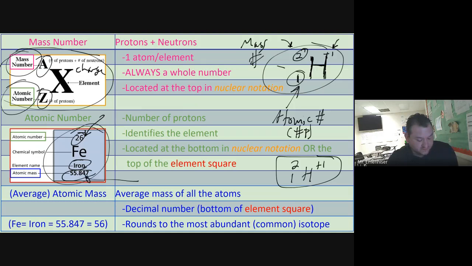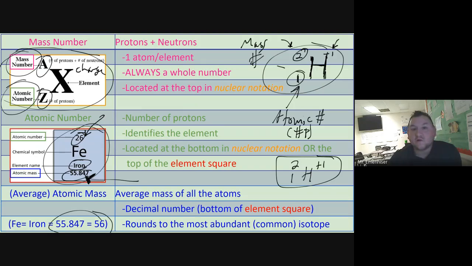55.847. Everybody see that? And we want to be able to get that off the periodic table. So if you look at your periodic table and find iron, you want to be able to get that value. Like what is the average atomic mass of iron? You look at it, you find that value. Okay? That value represents the average. It's a weighted average. And I'll talk about what that means in a little bit. But it's a weighted average of all of the types of iron. Okay? And it's a decimal number.